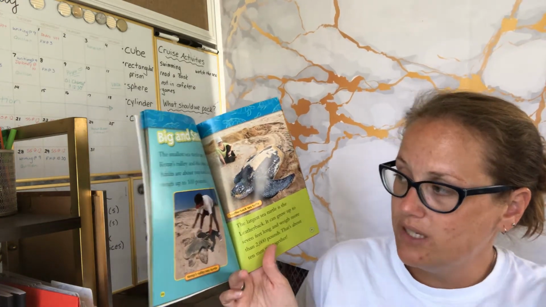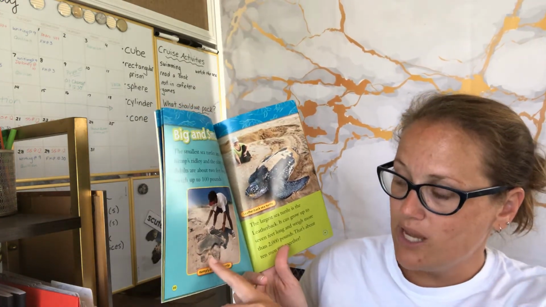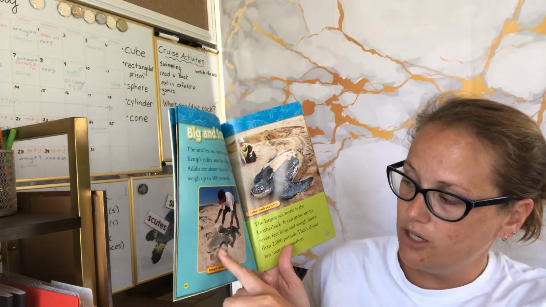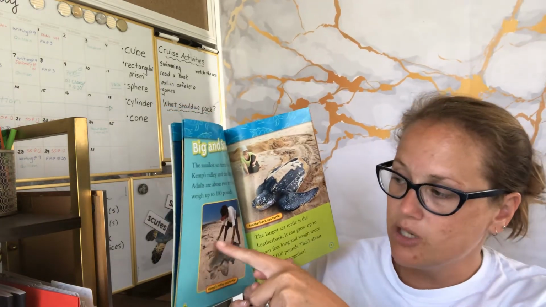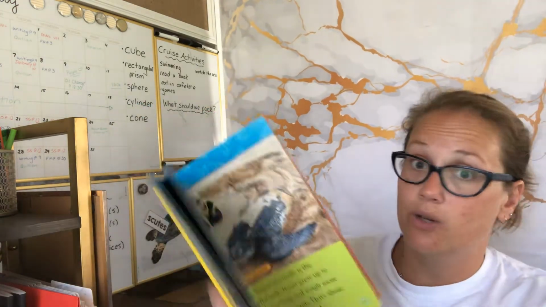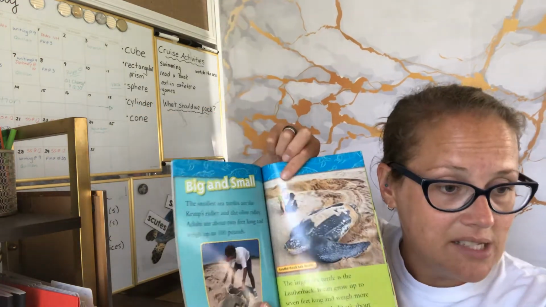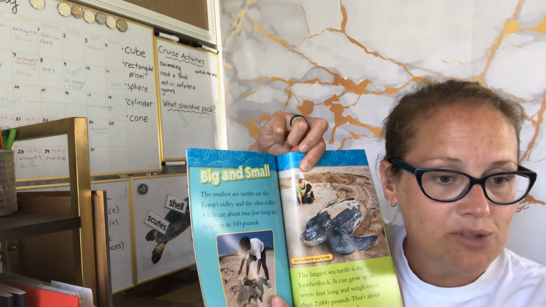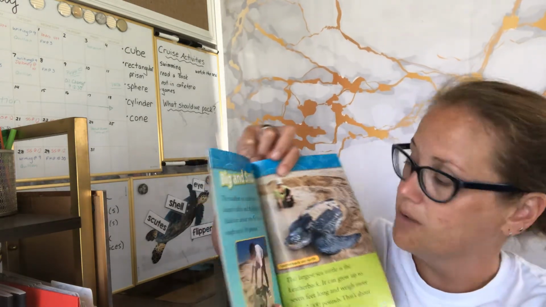The Kemp's Ridley sea turtle, so you can see that one has a very pointy snout there to eat its algae, and this person's measuring his shell. Then in this picture you can see, holy moly, look at the lady sitting behind that turtle. Look how small she is, and she's an adult.